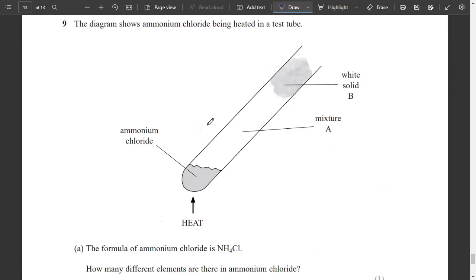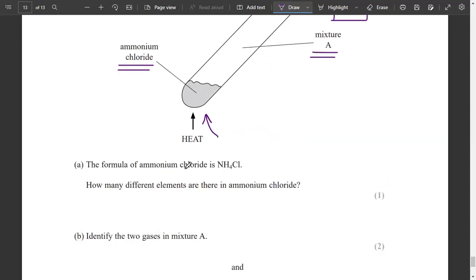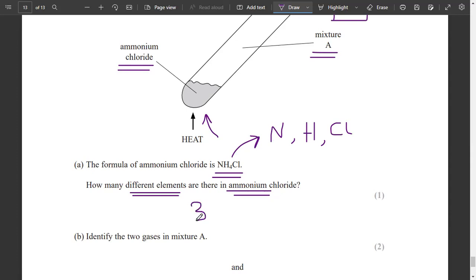The diagram shows ammonium chloride being heated in a test tube. ये आपके पास ammonium chloride पड़ी है and we are heating it from the bottom. यहाँ पे आपके पास mixture A form हो रहा है and here is the white solid being formed as well. The formula of ammonium chloride is NH4Cl. How many different elements are there in ammonium chloride? So ammonium chloride के अंदर we have nitrogen as well, we have hydrogen as well, we have chlorine as well. So in total we have 3 kinds of elements in ammonium chloride.